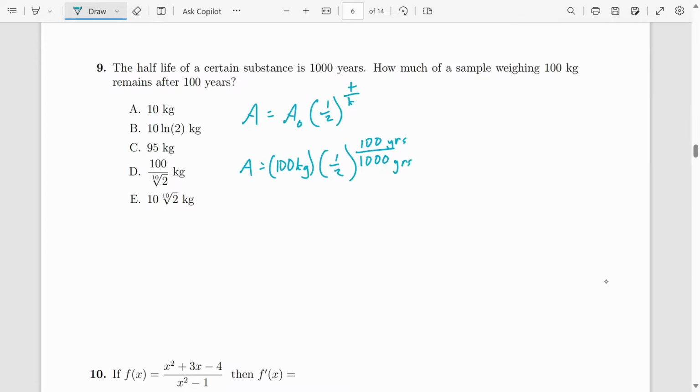Cool. So let's simplify this. A equals 100 times 1/2 to the power of a tenth. So this is going to be 100 all over 2 to the 10th. And no, not 2 to the 10th, 2 to the 1/10th, which is the same as the 10th root of 2, which is D.